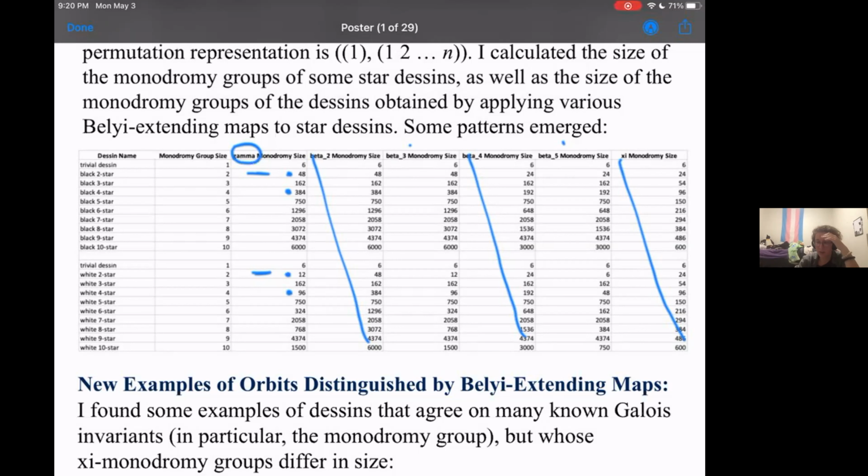So if you want to make pictures of the new Dessins we get after applying the Belyi-Extending map, what you can do is draw the picture of the original Dessin. And since gamma is also a Belyi map, it does correspond to a Dessin. So you can draw a Dessin based on this Belyi-Extending map. Then you take the Dessin defined by the Belyi-Extending map and overlay it on top of the original Dessin, on each. That's kind of how you get a picture.